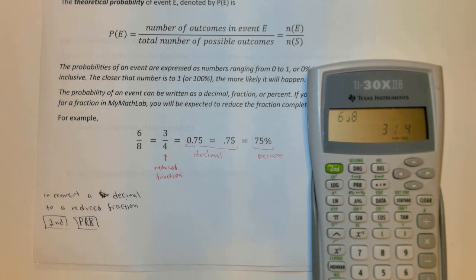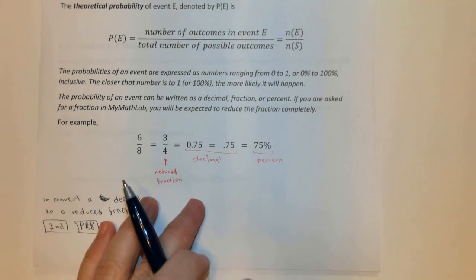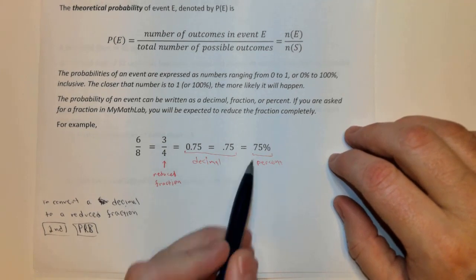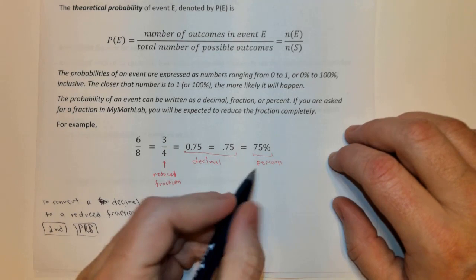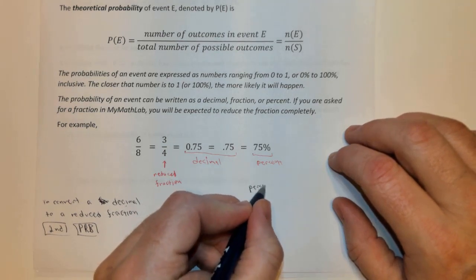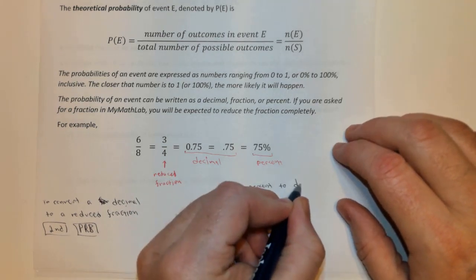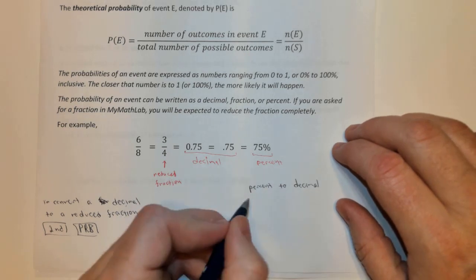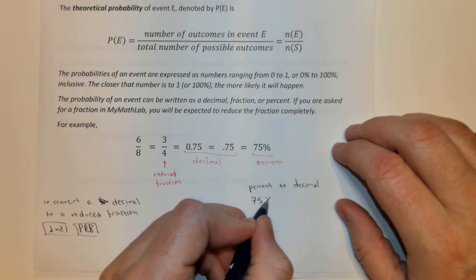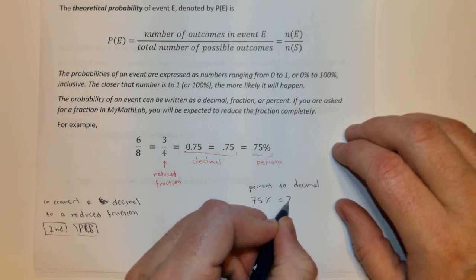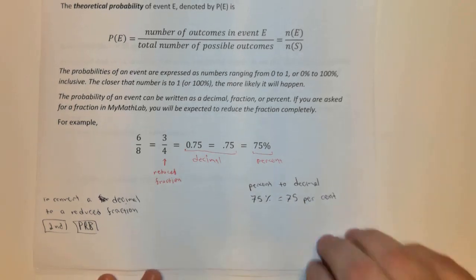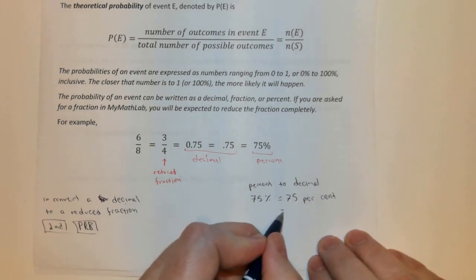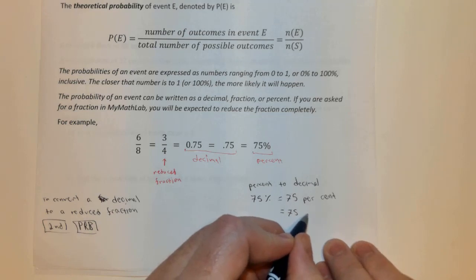And briefly, I'll mention this. If you want to convert a percent to a decimal, just remember 75% is equal to 75 over 100. Well, what is percent? Per 100, so it's over 100.